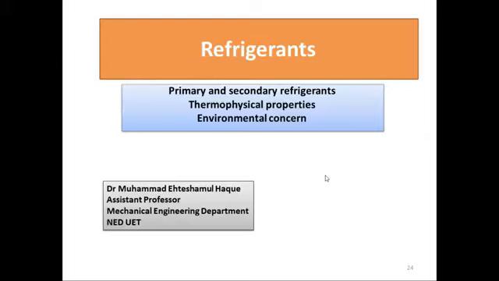My name again is Dr. Mohammed Shamul Haq, and we are going to discuss refrigerants today. At the end of the lecture, you should be able to recognize different types of refrigerants and their numbering system, their environmental concern, and what the selection criteria are for any refrigerant for a refrigerating system or air conditioning system. So let's get started.